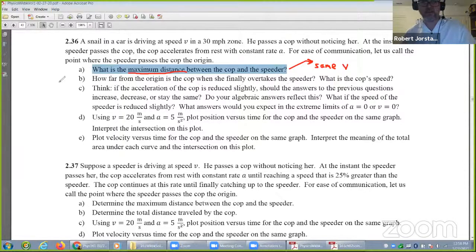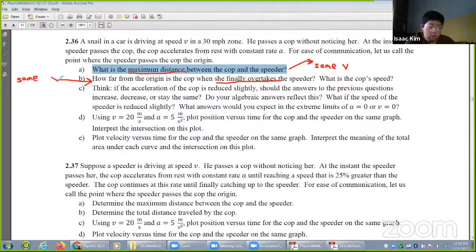And then just know that on question B, it says how far when she finally overtakes or catches up to. That means they have the same, what? Position. Yeah, the same X value or position or delta X or whatever you want to call it. So just be aware in parts A and B, that is a fact you're supposed to memorize for test day, just in case you didn't know that. And this is not necessarily obvious. A lot of people have trouble with this first one for some reason. So if you did, don't feel weirded out by that. A lot of people have that trouble.